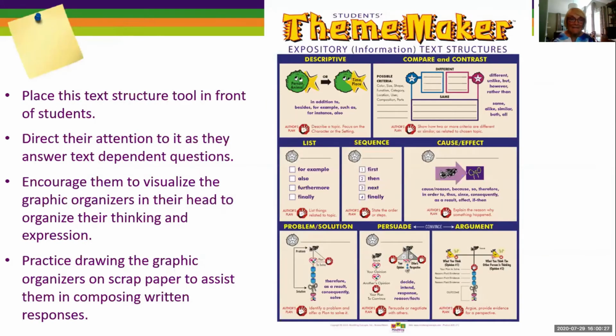That's great. I think this theme maker tool should be out all the time. I think if you're asking a text dependent question, initially you're going to point to the text structure to help guide their ability to answer it. As they go along, you're going to ask a text dependent question and they're going to choose which one of these text structures the teacher is asking me. How am I going to organize my thoughts? I just think it's great. It should be out all the time.